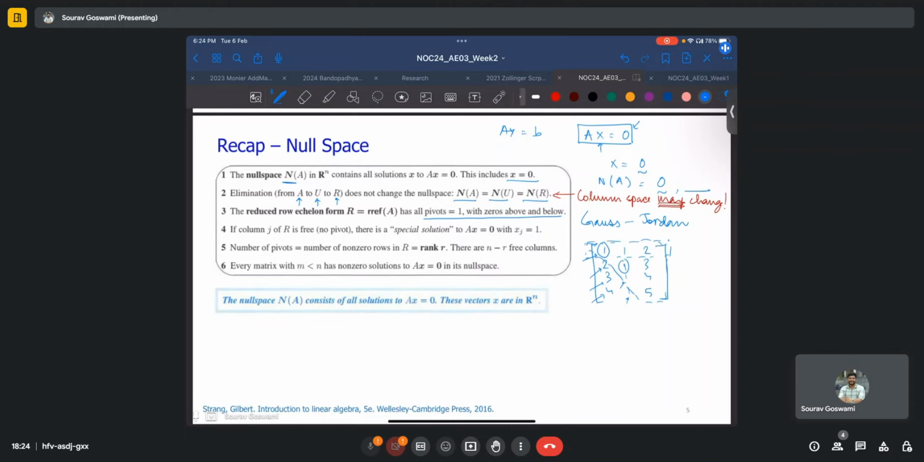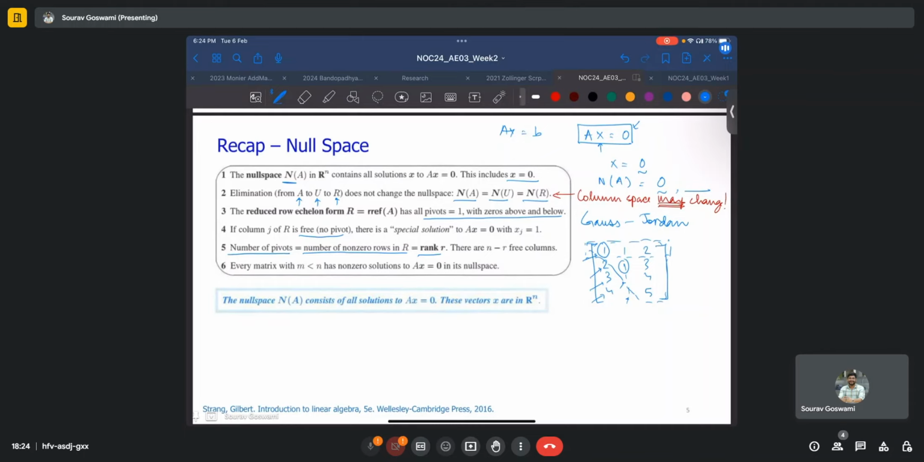If any column j of the row reduced echelon form is free, that is, it does not have any pivot, then there is a special solution to Ax equal to 0. The number of pivots is equal to the number of non-zero rows in R. This is the definition we used in the past week to define the rank. They are equivalent, and this equals the rank r of the matrix. And then there are n minus r free columns.